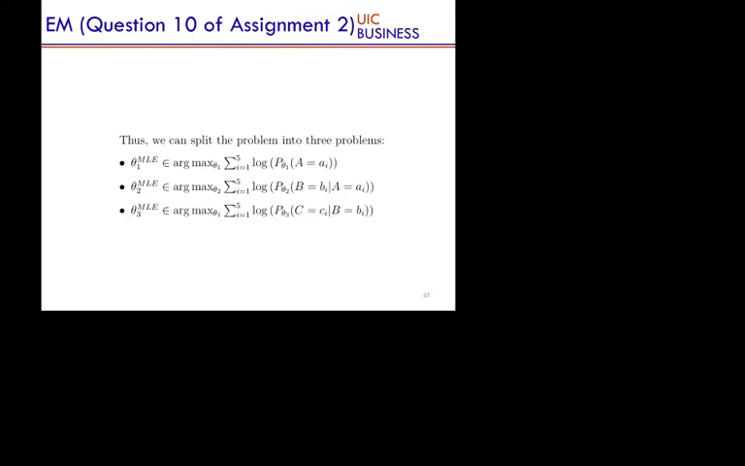So the first simplification is that we split the problem into 3 problems. This parameter is only influencing the first term. It's constant; it's not influencing the second or third term. Similarly, theta 2 MLE is not influencing the first and third terms, and similarly theta 3 MLE is not influencing the first and second terms. Is this clear?